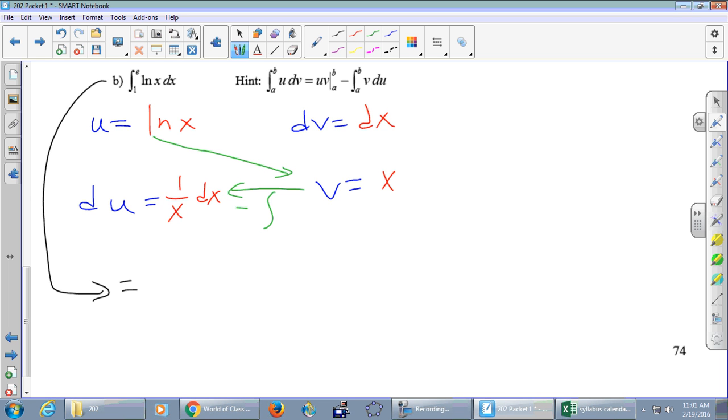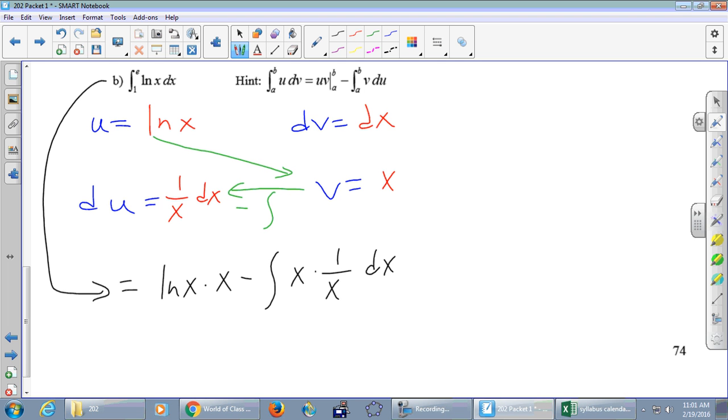This equals. Okay, now following the green arrows, we're multiplying. This is just the formula for integration by parts. ln of x times x minus the integral. What times what? We're just multiplying across the bottom row.